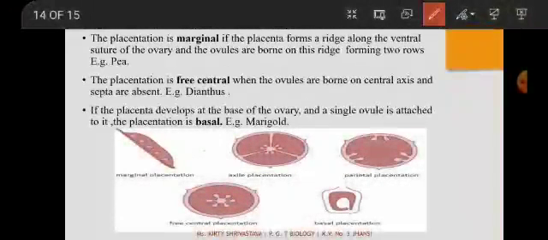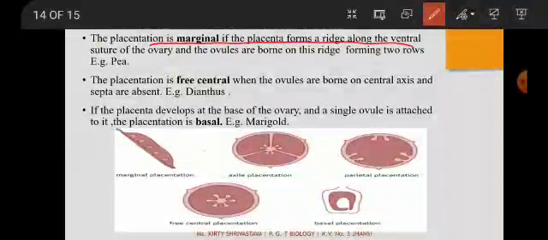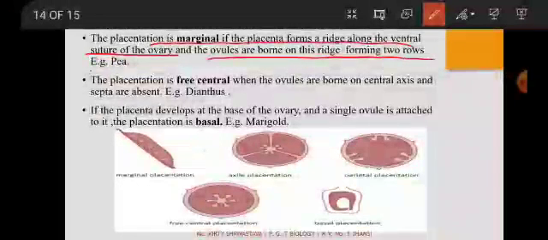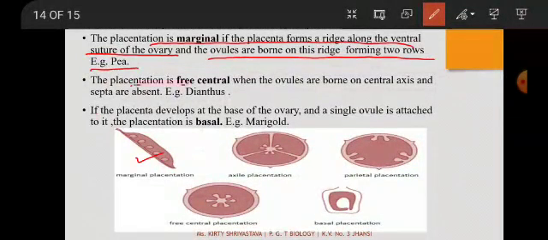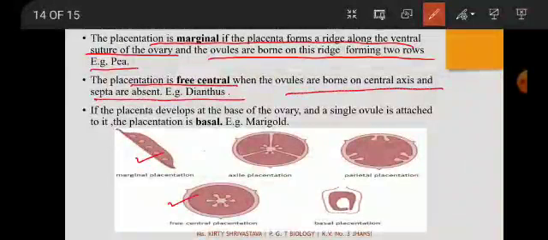The placentation is said to be marginal if the placenta forms a ridge along the ventral suture of the ovary and the ovules are borne on this ridge, forming two rows. Example in the case of pea. The placentation is free central when the ovules are borne on the central axis and the septa are absent. Example of free central placentation is dianthus.